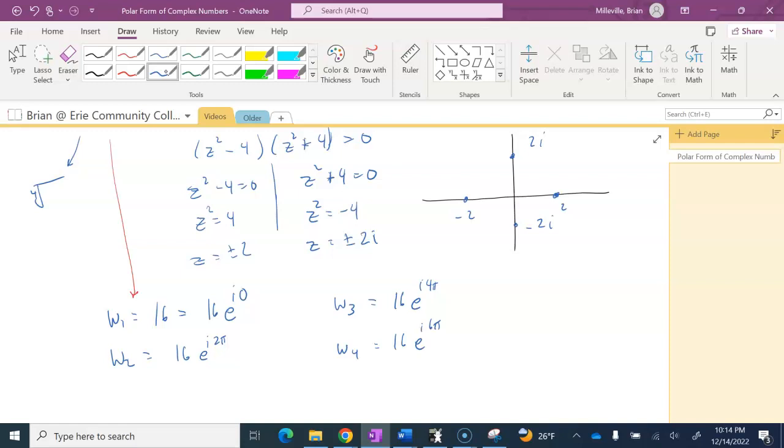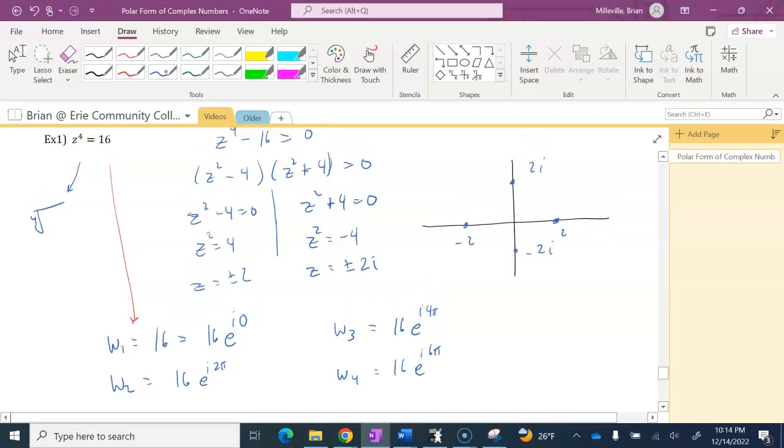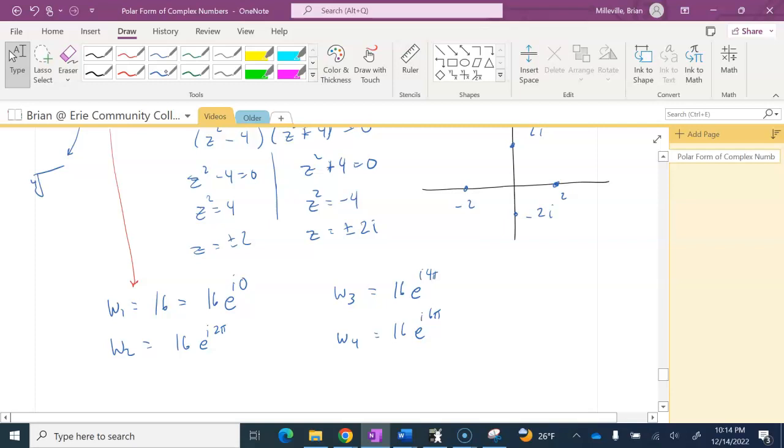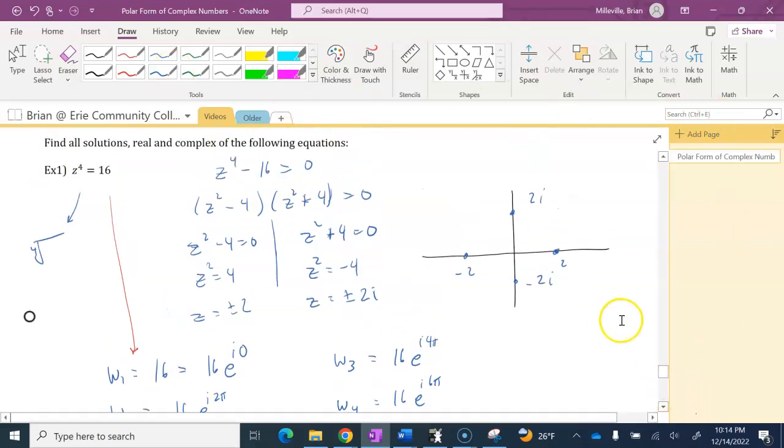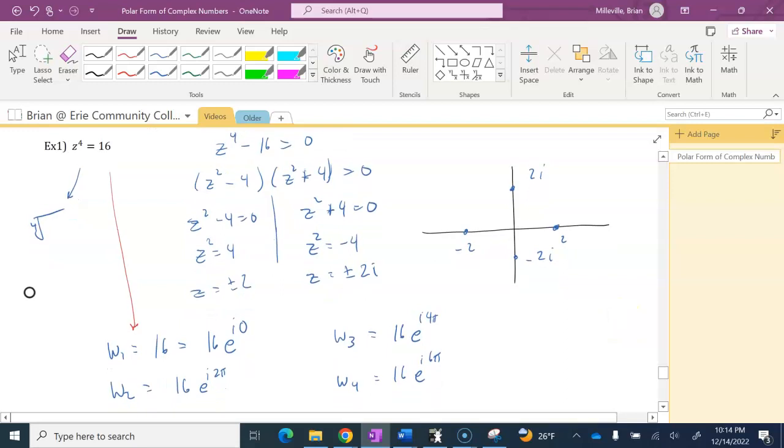Now, when we go through and compute the 4th root of each one of these individual values, I'm going to skip that part just for the length of the video. What we would end up seeing here is that we would get, in order, 2, then 2i, then negative 2, and then negative 2i.